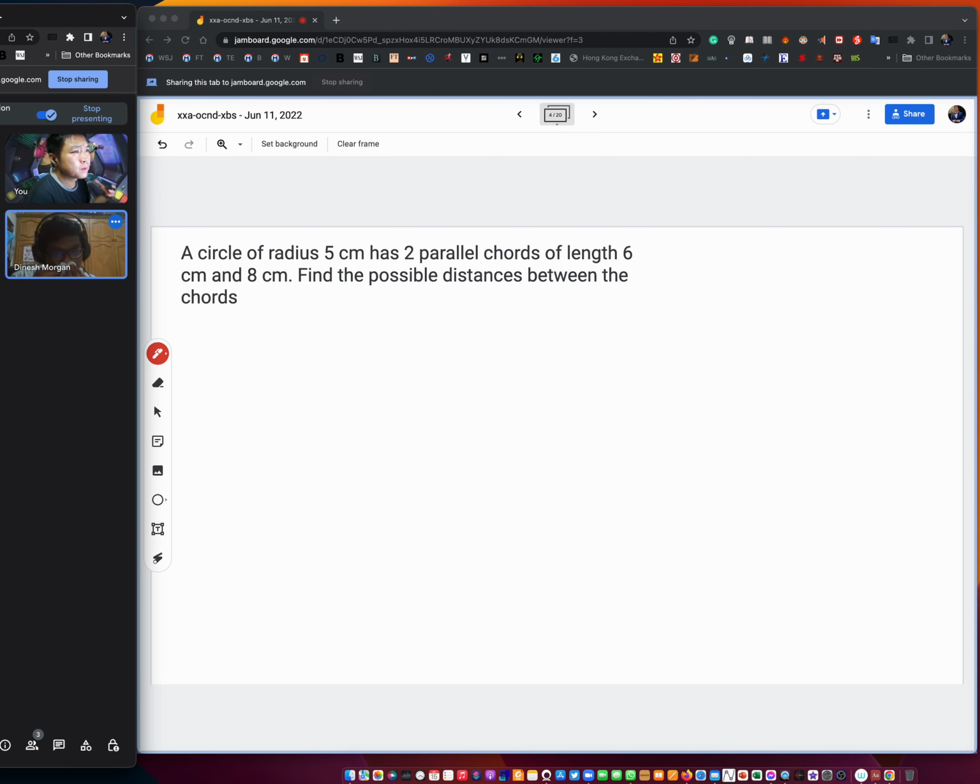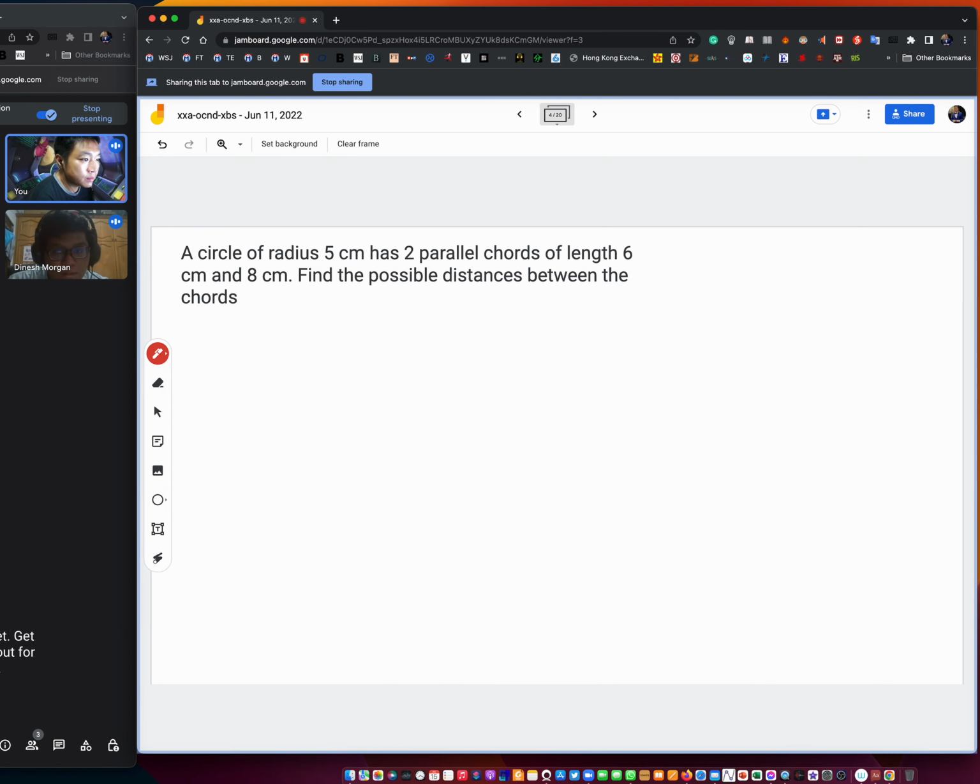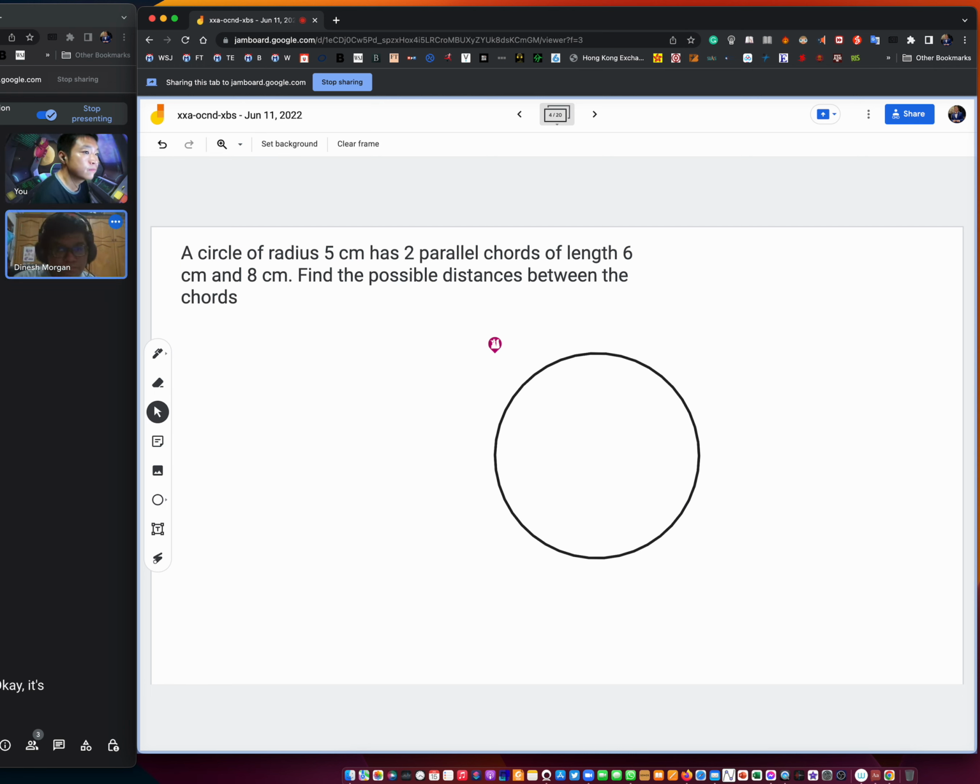Okay, so can you attempt to get the diagram out for this question? So maybe I just help you out with the circle. You know how to insert the circle? Or you don't? Okay, good. Okay, it's okay. Go ahead.